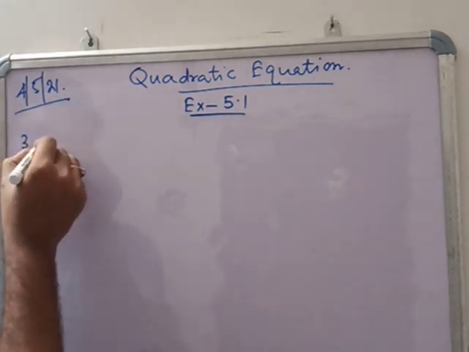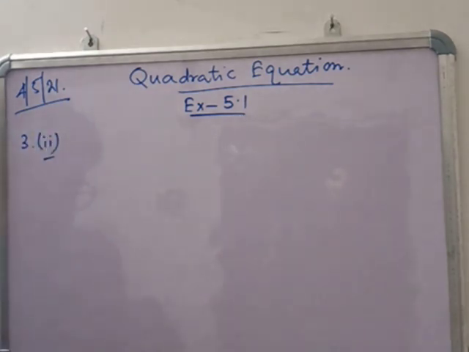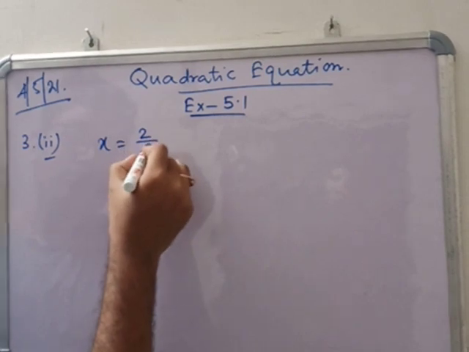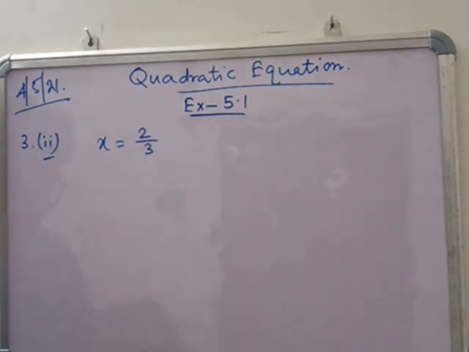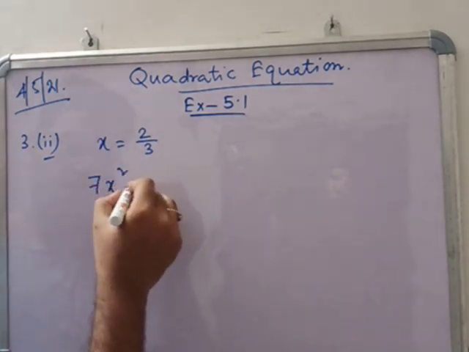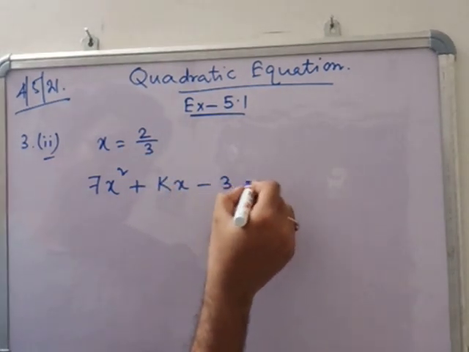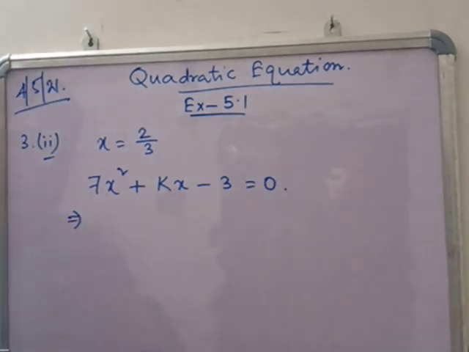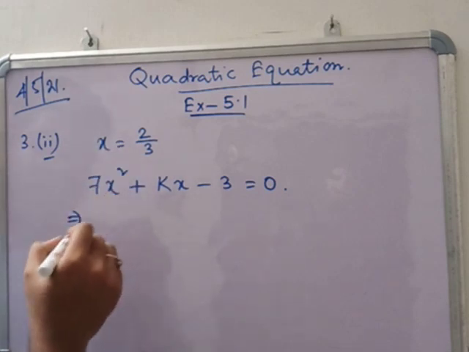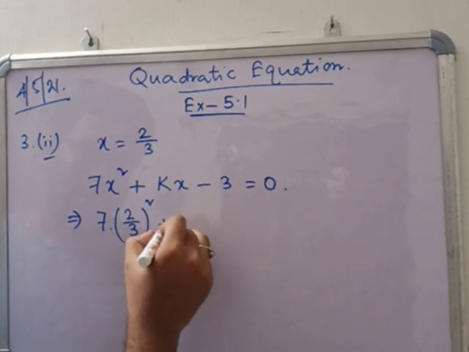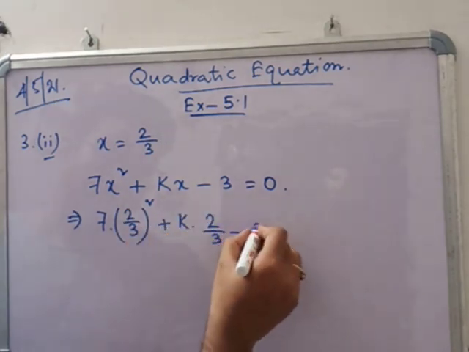In number 3.2, if 2 by 3 is a solution of this equation, that means x equals 2 by 3 is a solution, is given. Now find the value of k where 7x square plus kx minus 3 equals 0. So here you put the value of x. So 7 into 2 by 3 whole square plus k into 2 by 3 minus 3 equals 0.